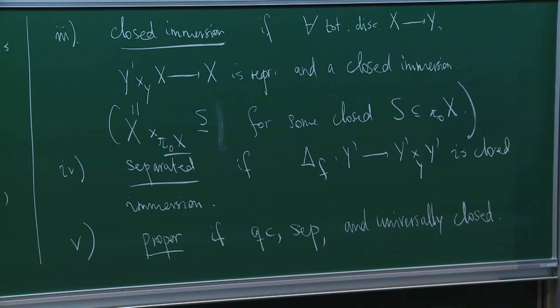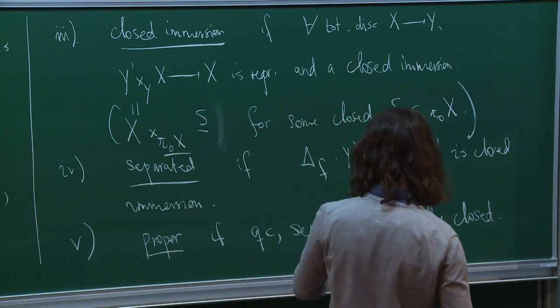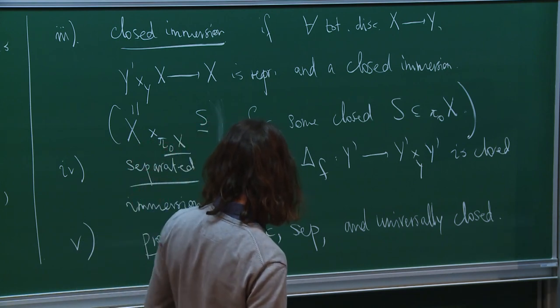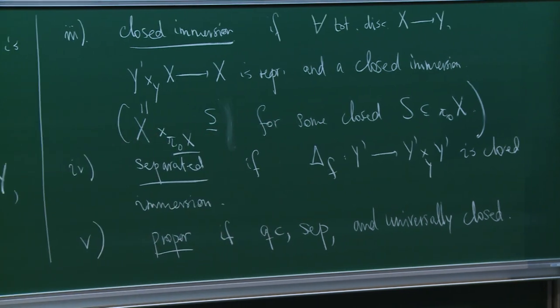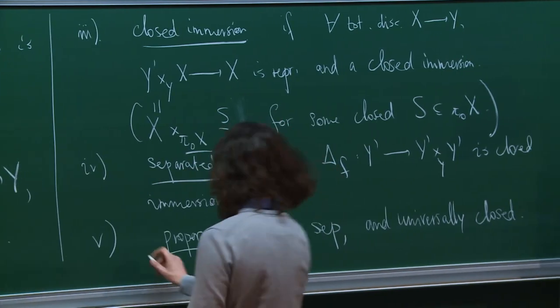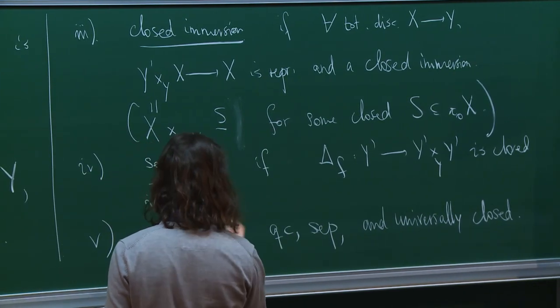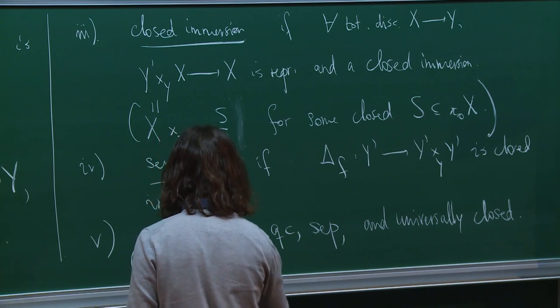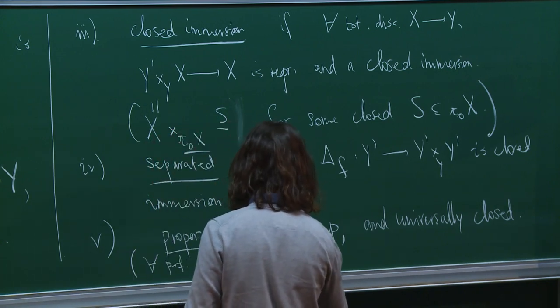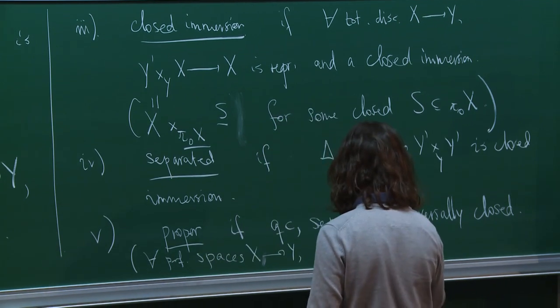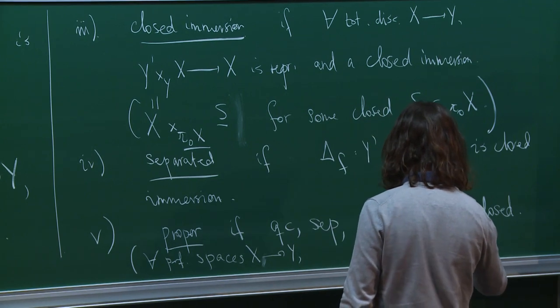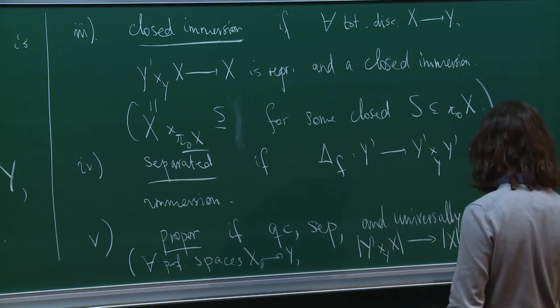Well, universally closed means that quasi-compactness is some kind of relative smallness condition. So let me just say this. For all, let's say, perfectoid spaces X with a mapping to Y, the fiber product will be a small V-sheaf. And so it has an underlying topological space, and you ask that the map to X is closed.